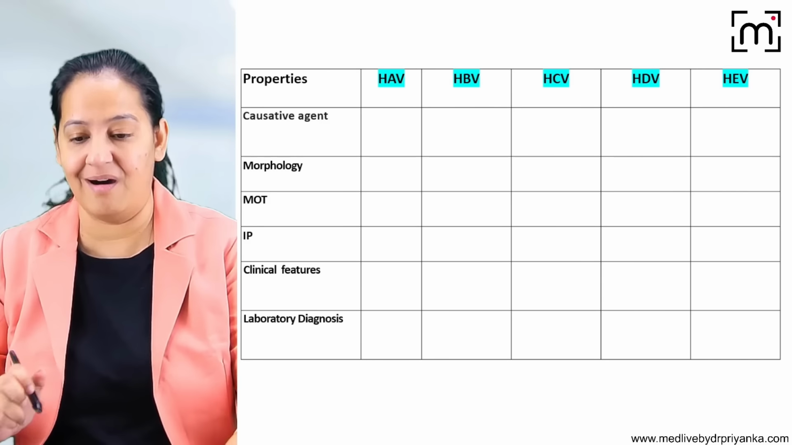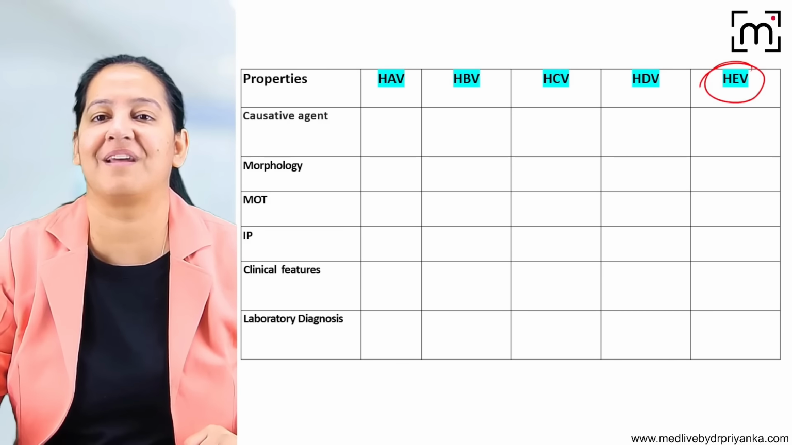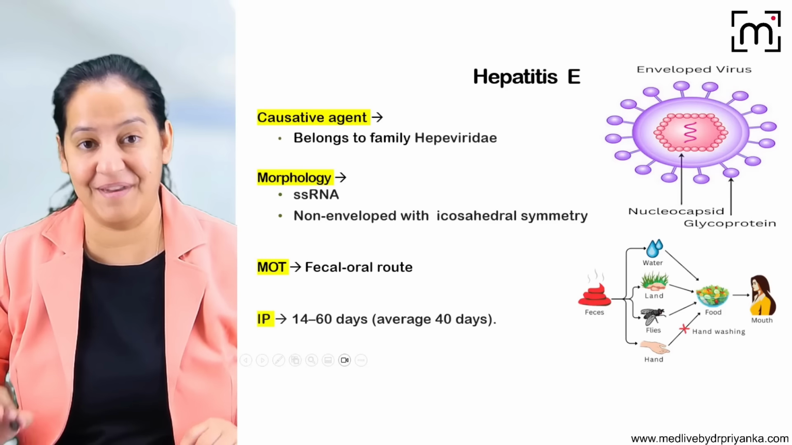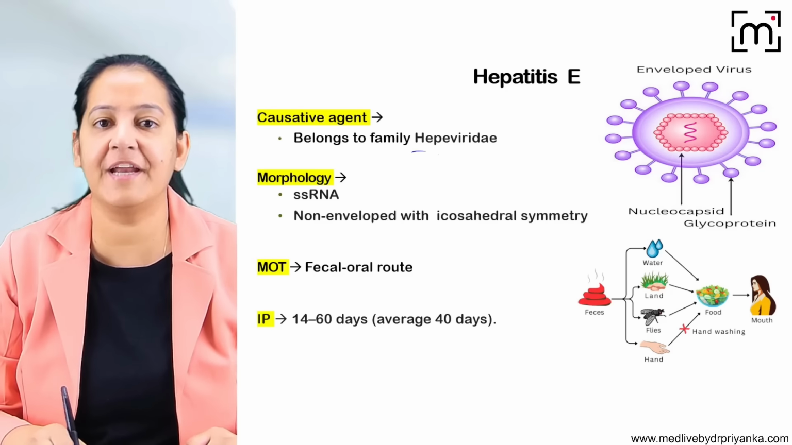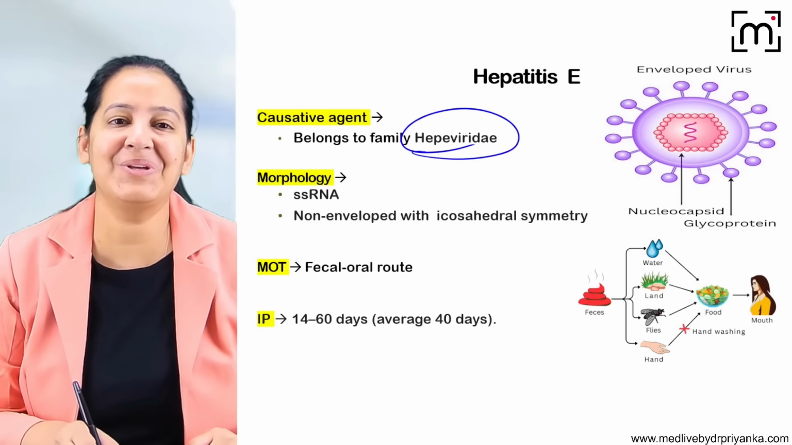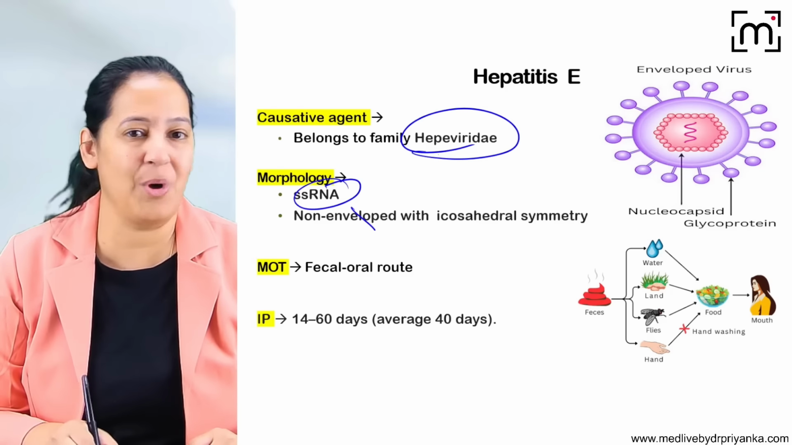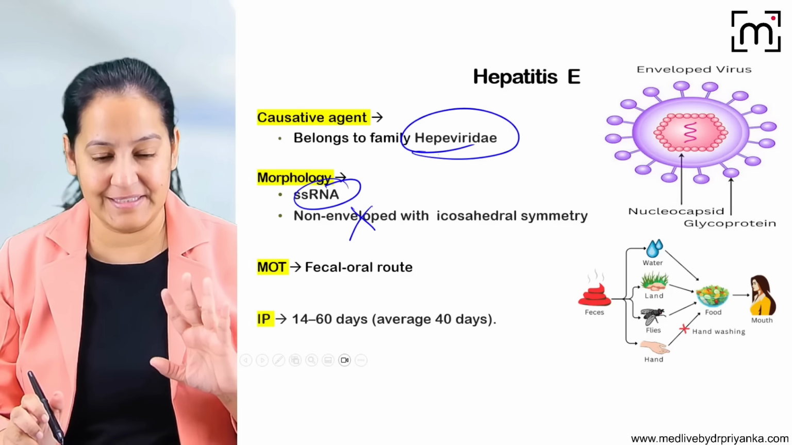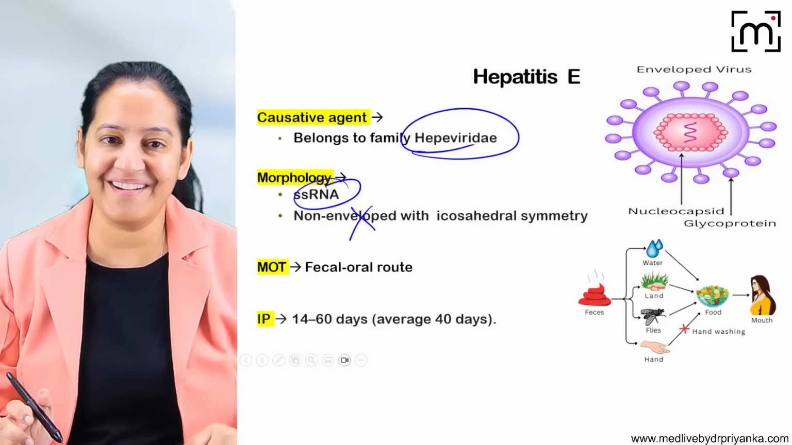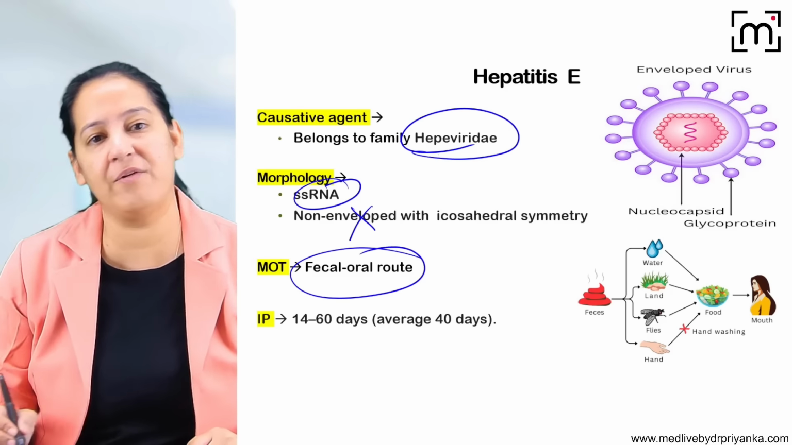Now coming to the last one. The last hepatitis is hepatitis E virus. Here the causative agent is hepatitis E virus. It belongs to family Hepevirus. It is also an RNA virus. It is non-enveloped. A and E are non-enveloped, rest all are enveloped. And only B is DNA, rest all are RNA. It transmits by the fecal-oral route.